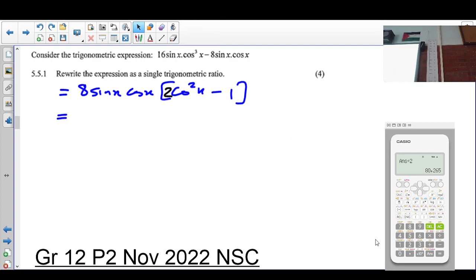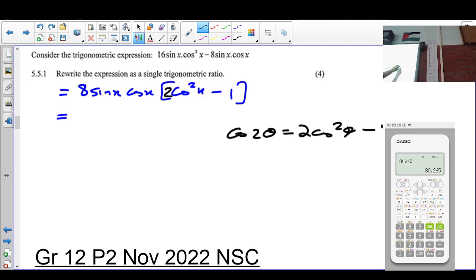Alright, so that is from the compound angle. So cos 2 theta is going to be 2 cos squared theta minus 1. Is that correct? In this case, we have an x here. So that would be 8 sine x cos x times cos 2x. A single trigonometric ratio.